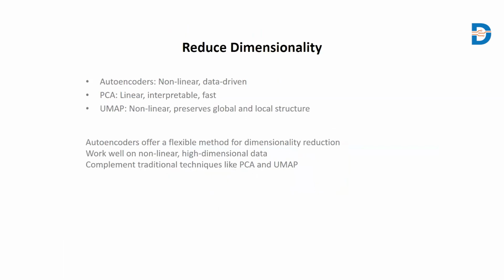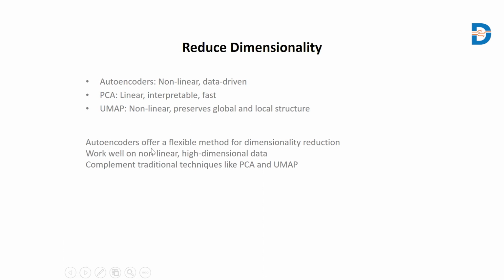Then, reducing dimensionality. There are different techniques to reduce the dimensionality of data. An autoencoder is one of them. It works on non-linear data and is highly data-driven. PCA is one dimension reduction technique that works on linear data, and it's interpretable and fast. UMAP is another dimension reduction technique which works on non-linear data and preserves global and local structures. These are the different techniques, and right now we are discussing autoencoders.